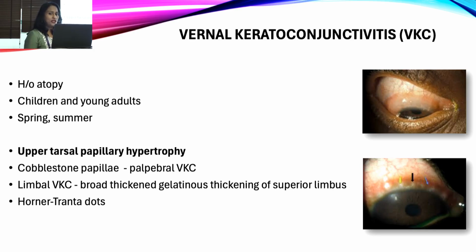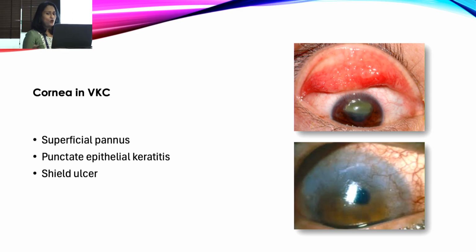Another entity is the vernal keratoconjunctivitis. These usually affect children and young adults, and they also have a history of atopy. It is usually exacerbated in the spring and summer months, and they have upper tarsal papillary hypertrophy, and cobblestone papillae can also be seen. Here, in limbal VKC, the classic finding is a broad, thickened, gelatinous thickening of the superior limbus and Horner-Trantas dots, which are the white dots that you see on the superior limbus. That is how you differentiate VKC. Now the cornea can have superficial pannus, punctate epithelial keratitis, and shield ulcers, which you can see here.